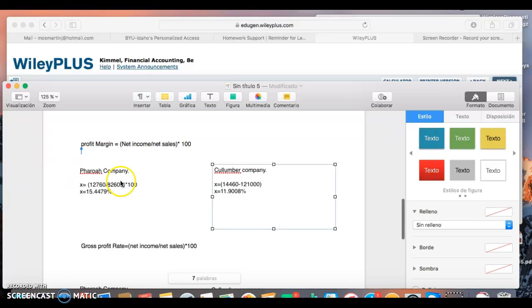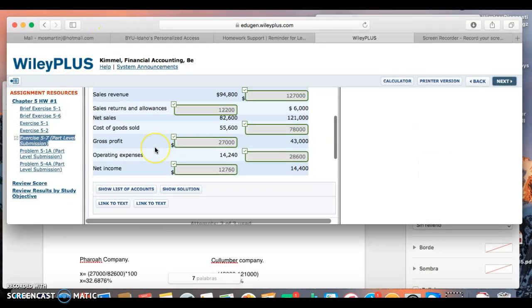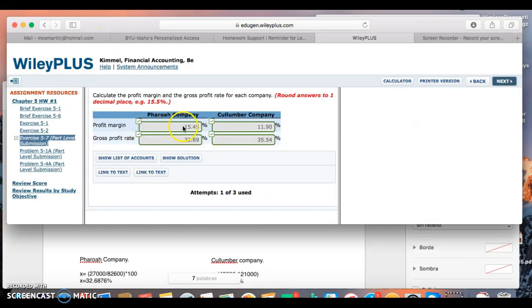So for profit margin, in the case of the firewall company, net income is 12,760 divided by 82,600 times 100, and we'll find out that the percentage is 15%. And for the Colombo company, we'll find that it's 11.908%. We need to round for the computer. In this case, I rounded, and I obtained these profit margins: 15.45 and 11.90.